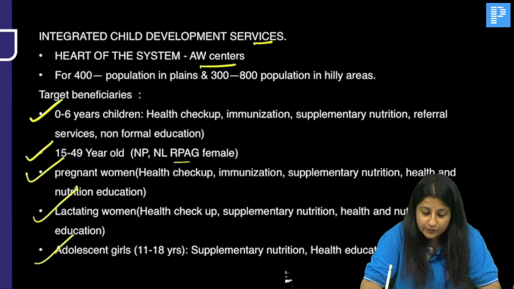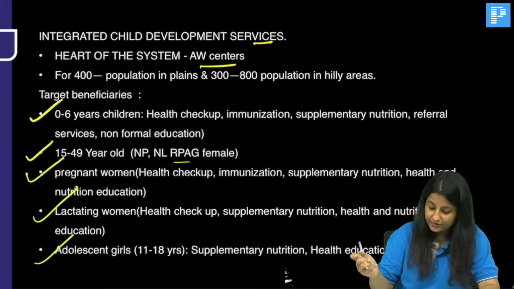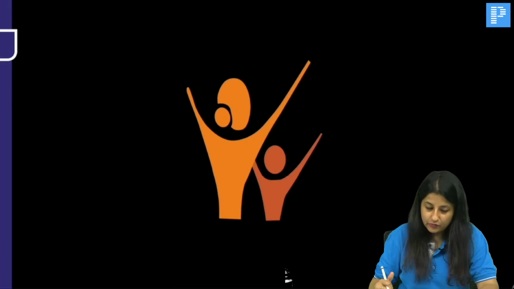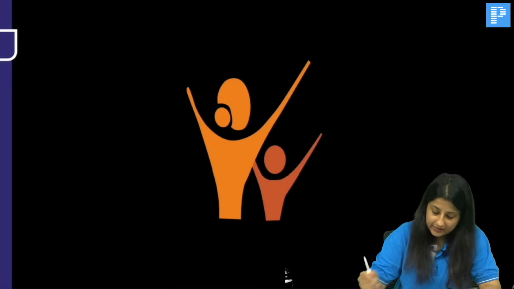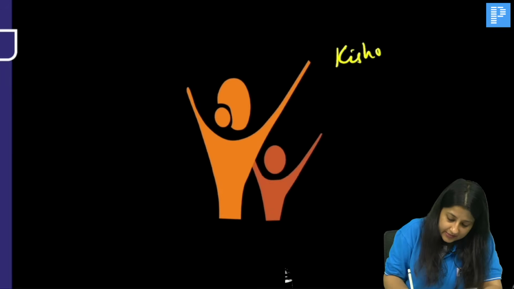So this you have to remember. They are also beneficiaries of the program. Now, what is the logo of this? What is the name of this logo, everybody? क्या है ये वाला logo? This is nothing but Kishori Shakti Yojana.